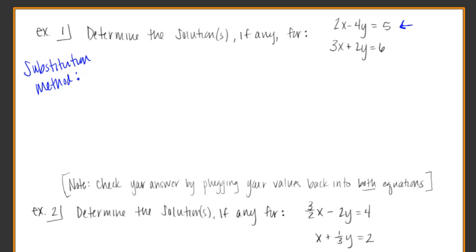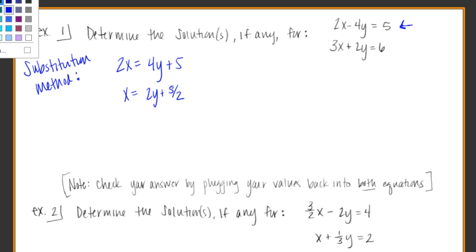Let's say I solve that top one for the x variable. We have 2x is equal to, if I move the y's over, it becomes positive, 4y plus 5. Then divide everything through by 2, so x is equal to 2y plus 5 halves. All I did was rearrange one of the equations. After rearranging, I go back and plug what x equals into this other one, right there for that x.